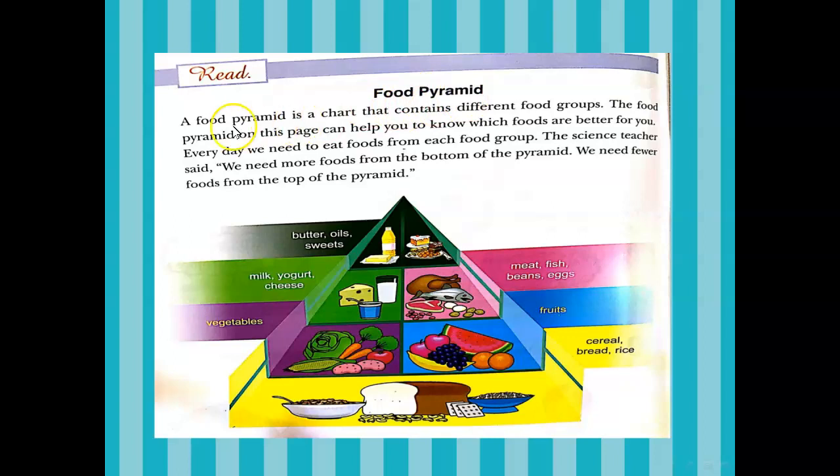Food pyramid. A food pyramid is a chart that contains different food groups. The food pyramid on this page can help you to know which foods are better for you. Every day, we need to eat foods from each food group. The science teacher said we need more foods from the bottom of the pyramid. We need fewer foods from the top of the pyramid. Where is the bottom? This is the bottom of the pyramid and this is the top of the pyramid.